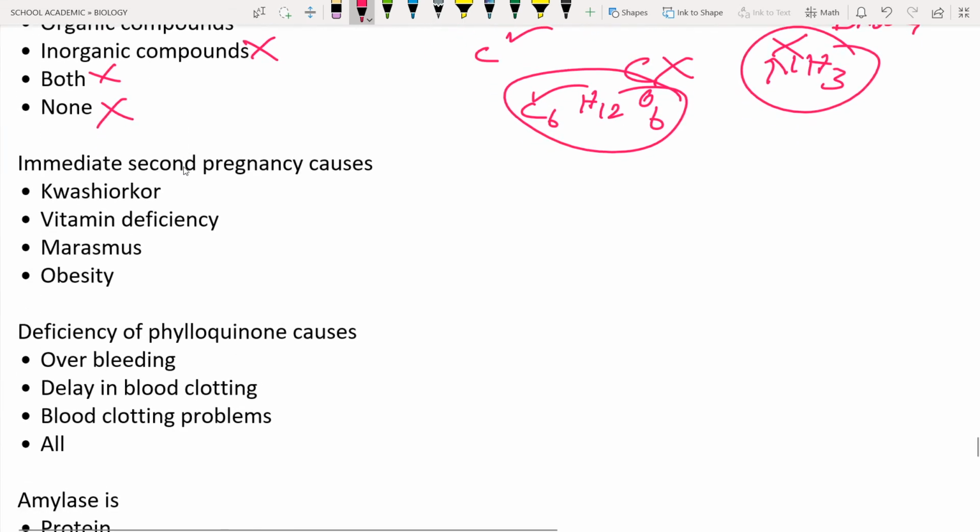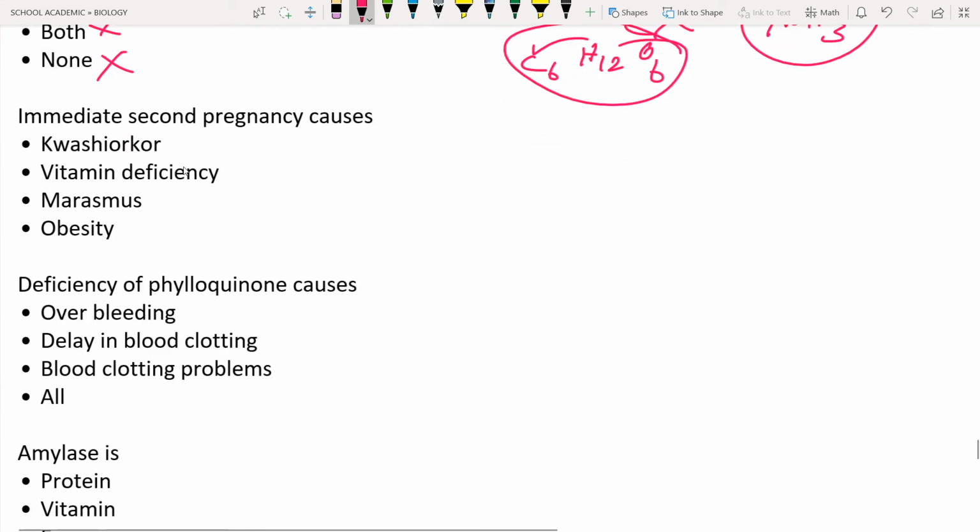So the next question is: immediate second pregnancy causes. Kwashiorkor? So it is not that. What is meant by kwashiorkor? In kwashiorkor you can see protein malnutrition. So it is not the correct option. And next, vitamin deficiency. It is also not. Why? Because vitamins are required in lesser quantities by the body. In that case also you cannot take this option.